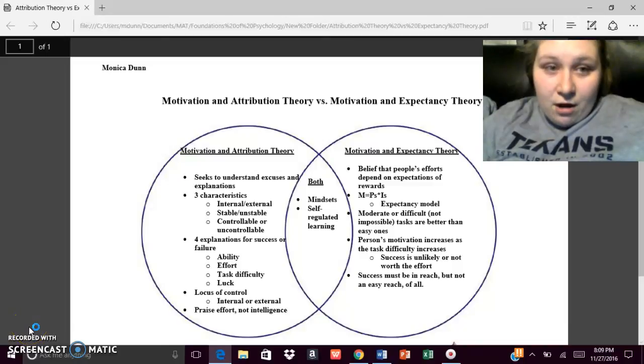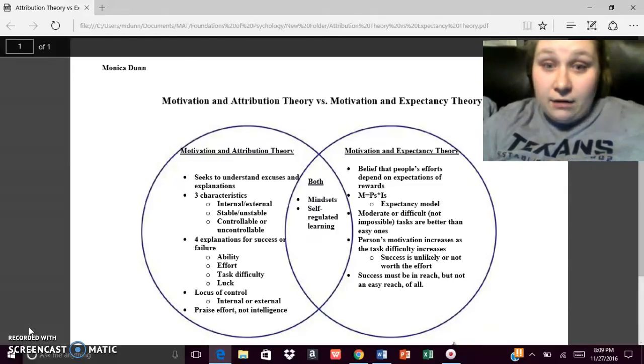Today I'm going to compare and contrast two theories out of chapter 10 in our book. The first theory is the motivation and attribution theory, and the second theory is the motivation and expectancy theory. First of all, I put these in a Venn diagram because I like how a Venn diagram has everything side by side. It can really help you see the characteristics of both theories without having to flip back and forth. So first I want to talk about the middle part, the both.